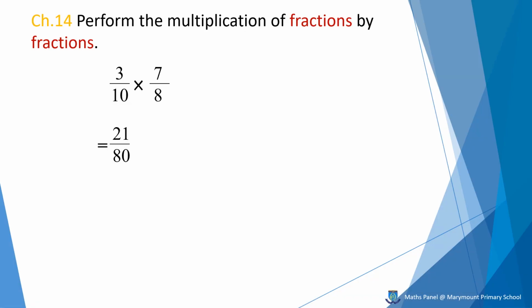To perform the multiplication of fractions by fractions, always remember numerator times numerator. 3 times 7 equals 21. And denominator times denominator, which is 10 times 8, which is 80. So this is the final answer. Do remember to check any simplest form there.